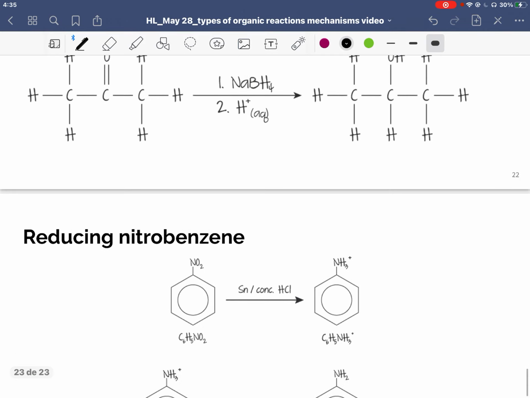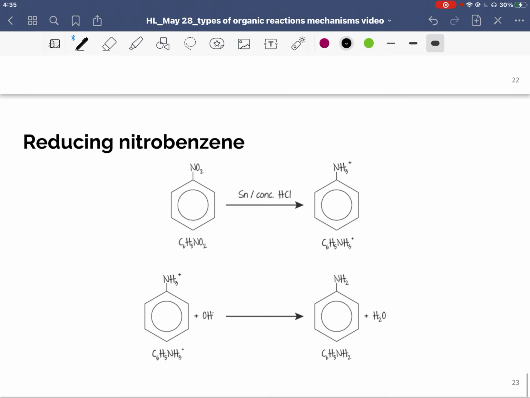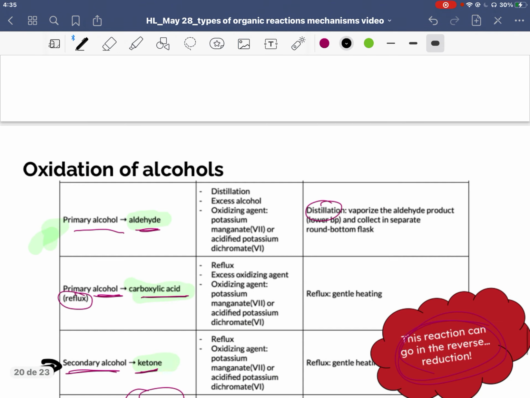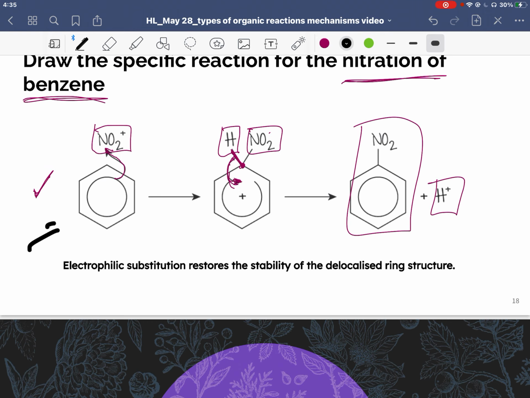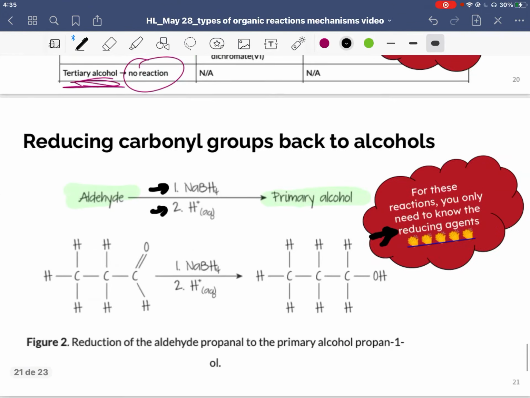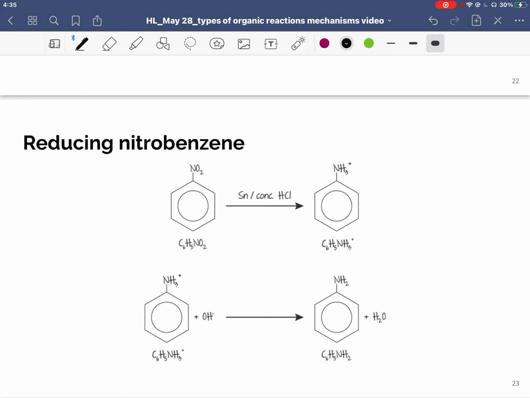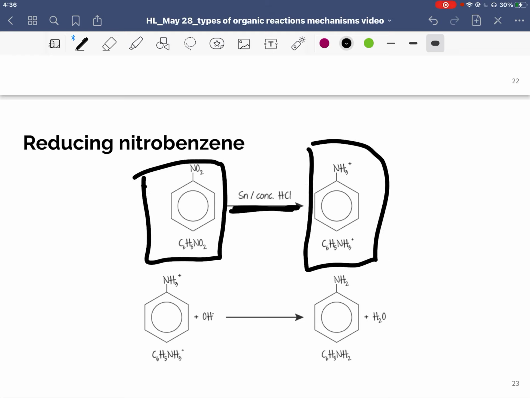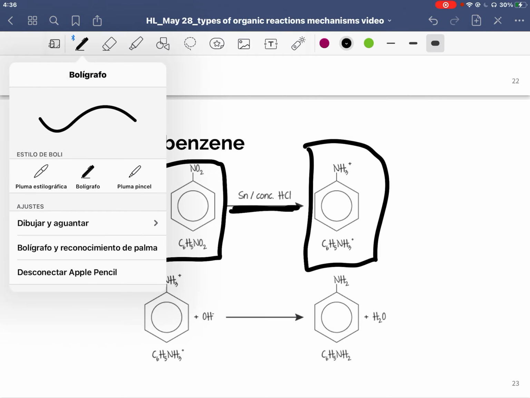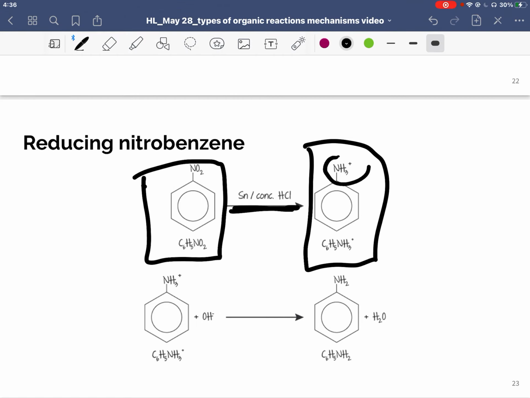The only other reduction that we have in the syllabus is reducing nitrobenzene. So that's undoing the reaction we just saw here, doing reduction. And those conditions are tin and concentrated HCl to go from the nitrobenzene back to the benzene with NH3. So this would be kind of a weird reaction. I don't know, but it could come up. So these are conditions you need to know. All right, there it is.